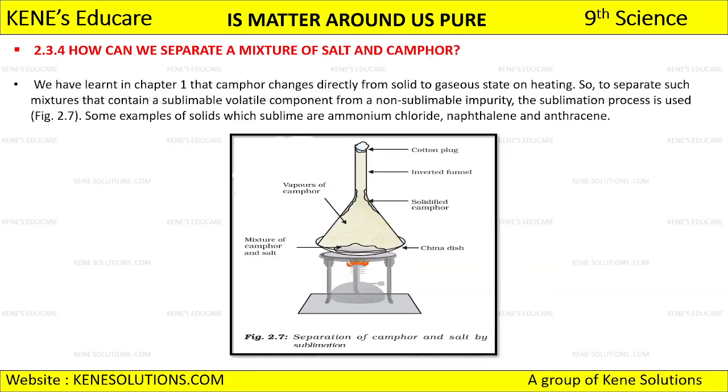After this, we discussed how we can separate a mixture of salt and camphor. I just want each one of you to please go through this, and we can do it through a process called sublimation. Okay, using the process of sublimation, we can separate both salt and camphor.